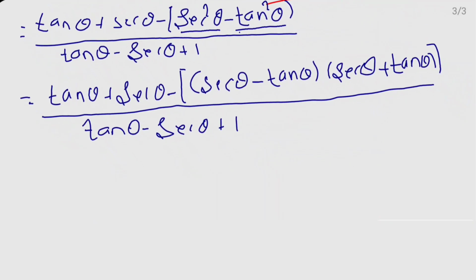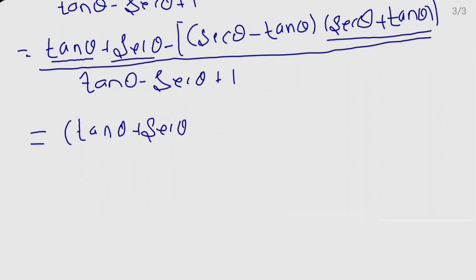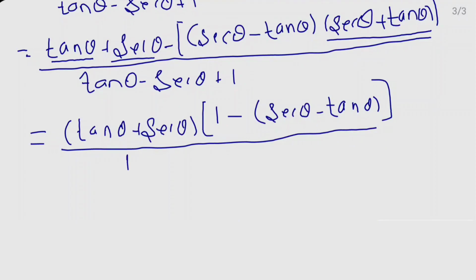And in the next step, see here is tan theta plus sec theta, and here also we have tan theta plus sec theta. So take it outside. So here tan theta plus sec theta comes outside. So in the bracket 1 minus (sec theta minus tan theta) remaining, and this divided by tan theta minus sec theta plus 1 as it is.